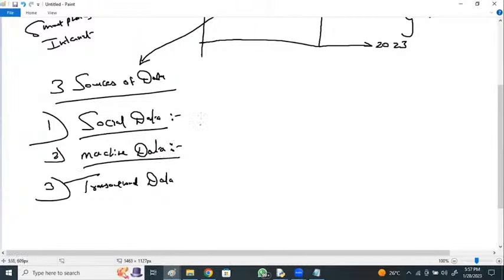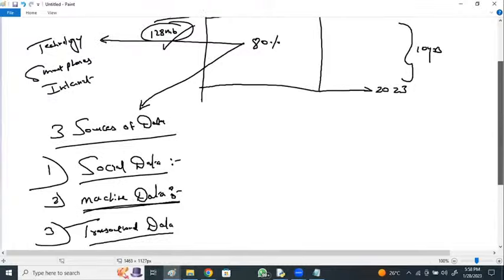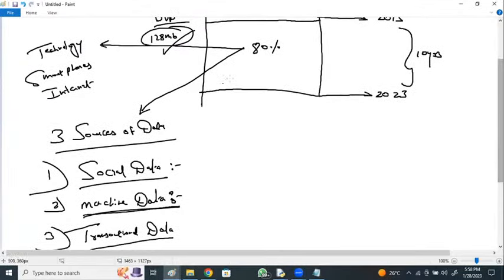Machine data means the data generated by reading or scanning barcodes and RFID chips. Whenever you go to a shopping mall, for the items you purchase, huge data gets generated by scanning the barcodes. Such data we call machine data. And transactional data is from day-to-day operations, like bank transactions and telecom transactions. And what are the main types? Three types of data.